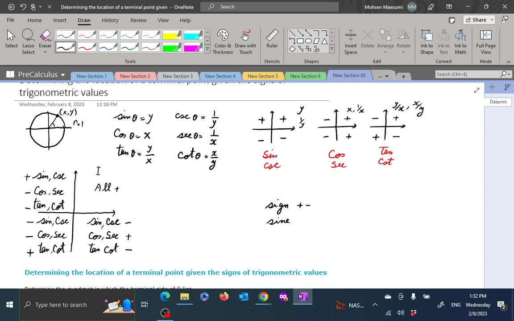Okay, so for sine and cosecant, we said they go with y. Y is positive here, negative down here. Cosine or secant goes with x. On the right we are positive, on the left is negative. Tangent and cotangent go with the ratio. Quadrant 1 and 3 we are positive, the other two we are negative. And here is a summary of all the cases.